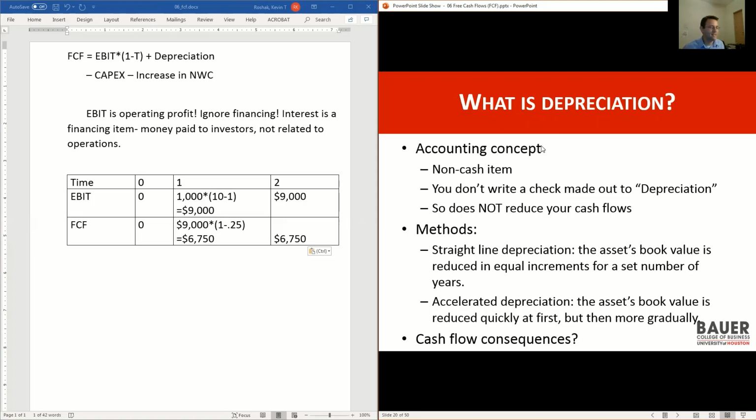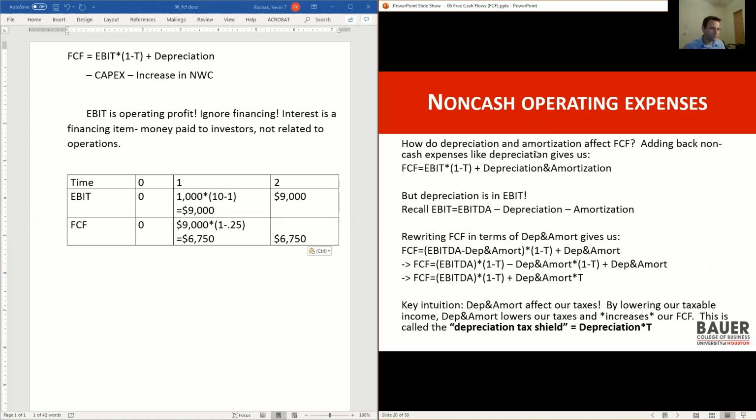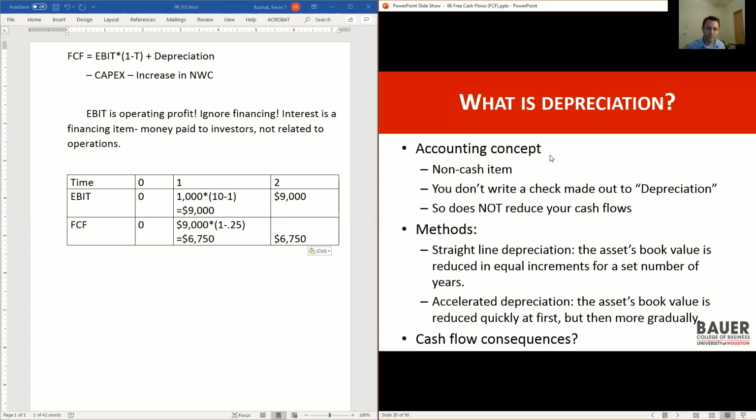So as we said, it's this accounting convention. It's informative because we know that things really do lose value over time. So it's a very useful idea. It's very informative for us, but it's not a cash flow. You never write out a check to someone named depreciation, so it doesn't affect our cash flow at all. That's why we call it the non-cash expense.